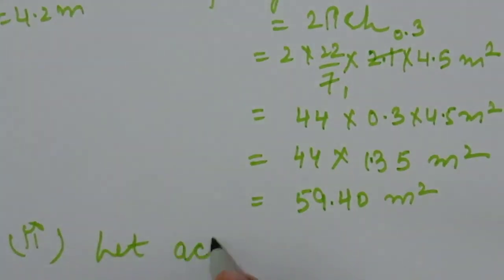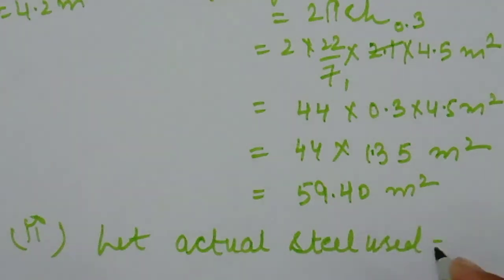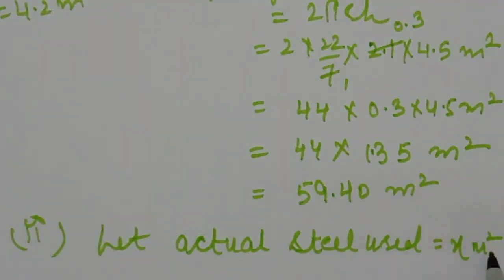actual steel used is X meter square. Actual steel used, we bought from the market, is X meter square.